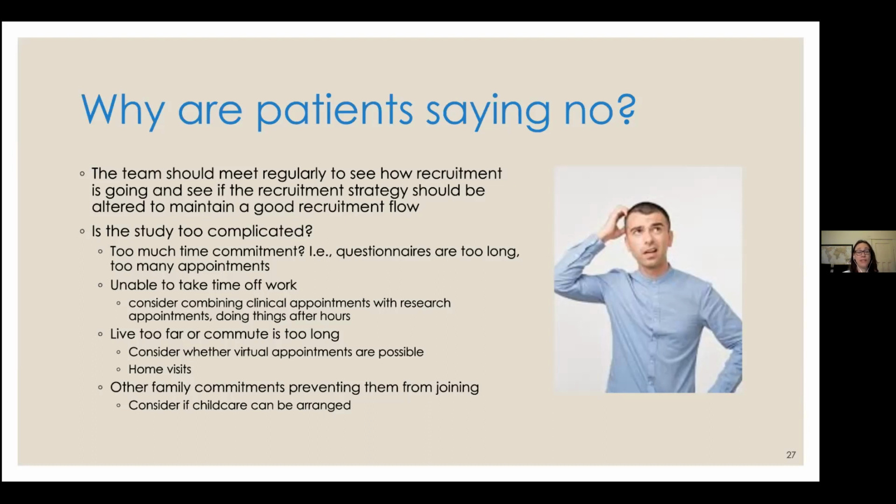Does the family have other family commitments that are preventing them from joining? In the case of recruiting children, there might be other children in the family, and they don't have anybody to look after the other child while the participant is at their clinic appointments. So you might want to consider childcare. Can you have a volunteer come and look after the other child while your child participant is doing what they need to do for the study?